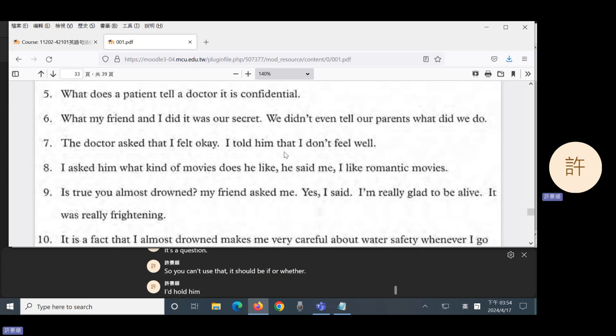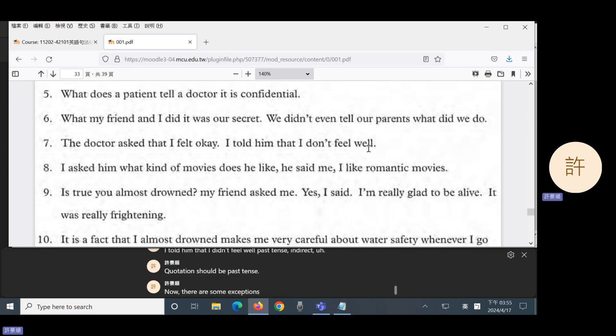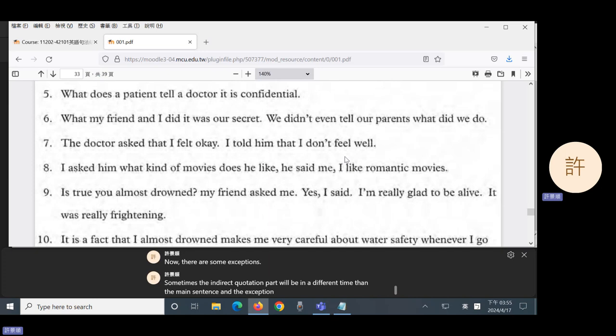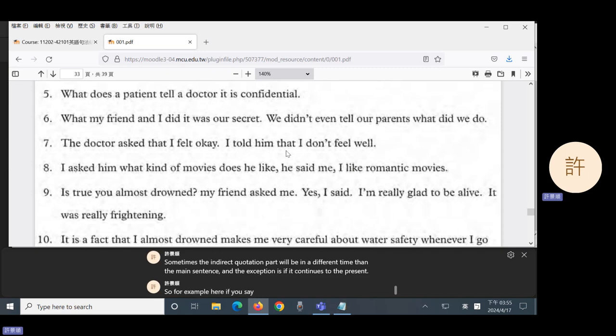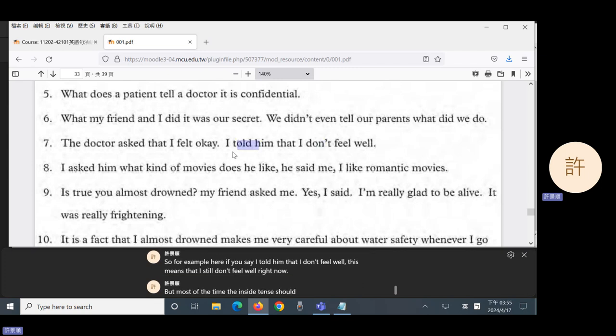I told him that I didn't feel well. Past tense, indirect quotation should be past tense. Now, there are some exceptions. Sometimes the indirect quotation part will be in a different time than the main sentence. And the exception is if it continues to the present. So for example, here, if you say, I told him that I don't feel well, this means that I still don't feel well right now. But most of the time, the inside tense should match the outside tense.